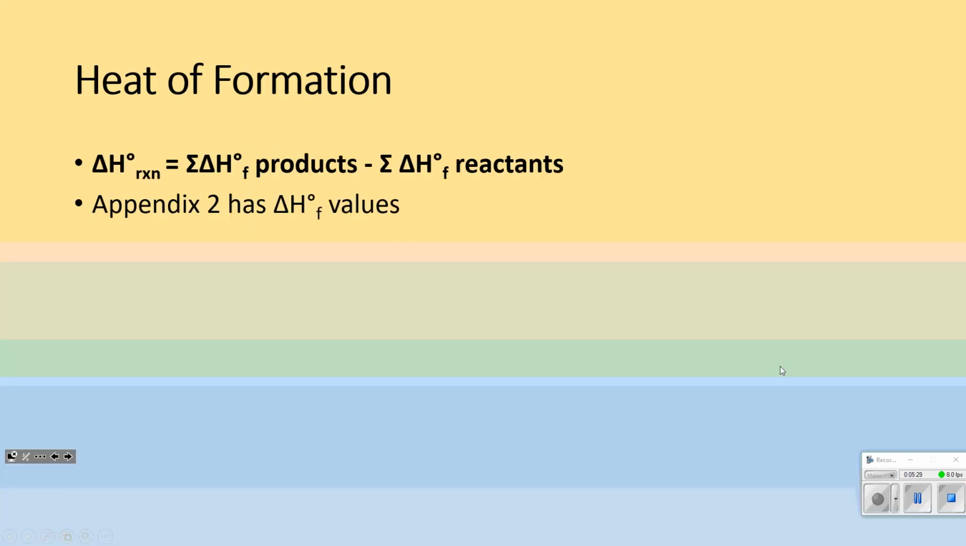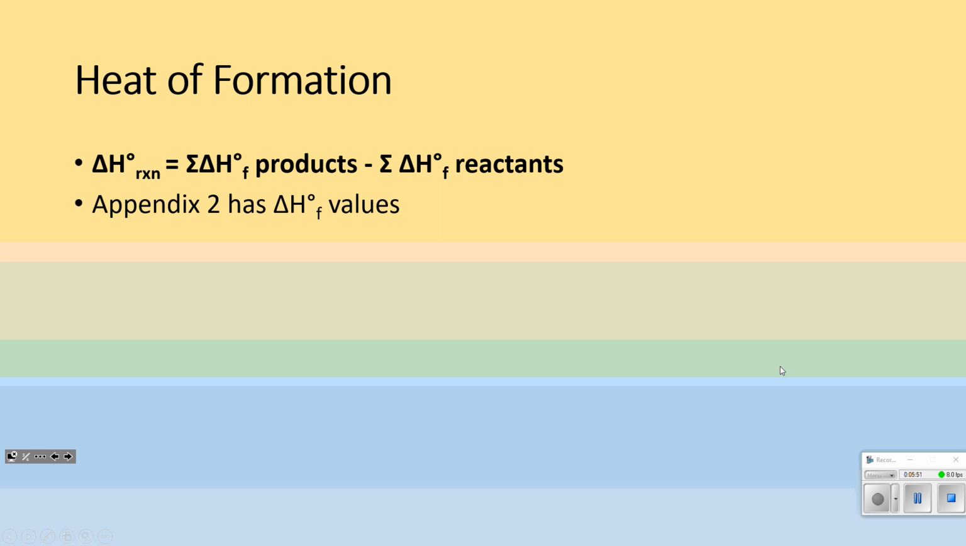So, heat of formation is the next thing that we have to go over. This equation that I have in bold is an equation that is given to you on your equation sheet: the heat of formation of the products minus the heat of formation of the reactants.